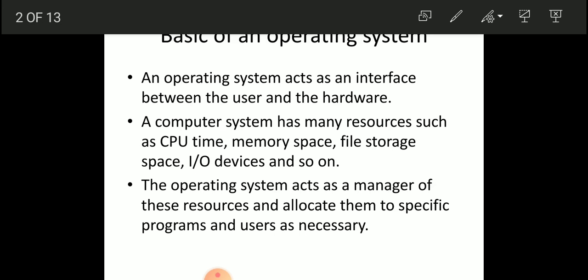A computer system has many resources such as CPU time, memory space, file storage space, input output devices, and so on. The operating system acts as a manager of these resources and allocates them to specific programs and users as necessary. That means the operating system manages all these things like CPU time, memory space, file storage. These are the important parts of the computer that the operating system manages.